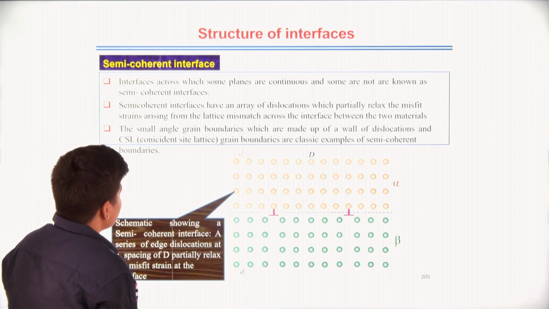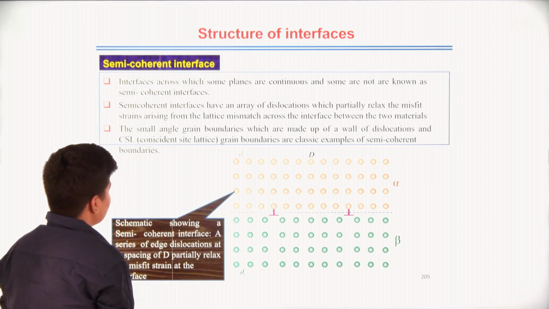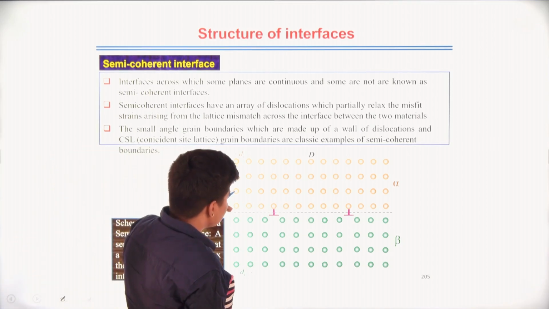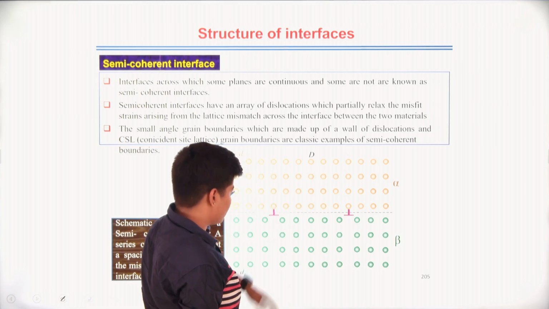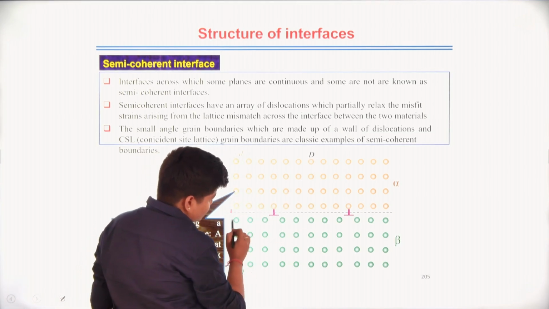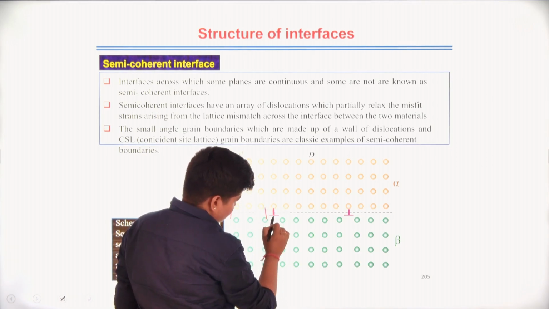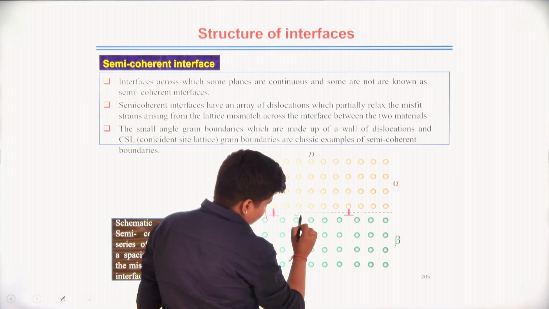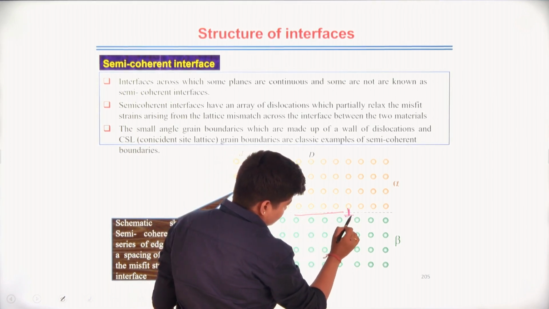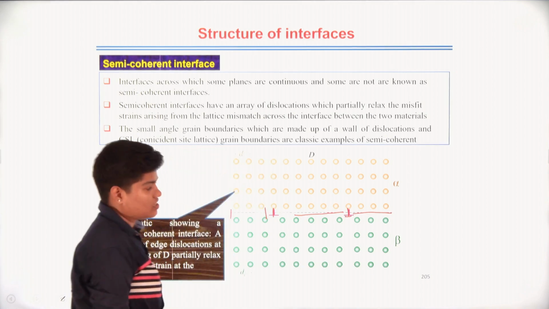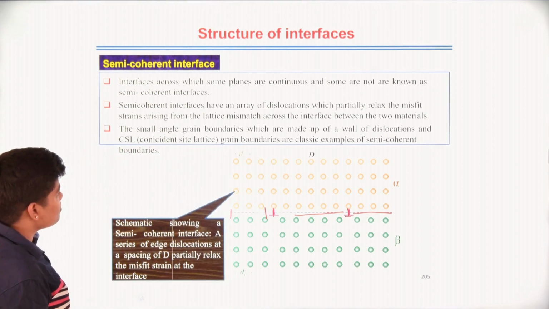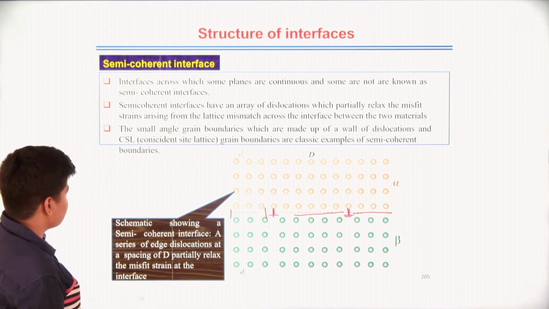What are semi-coherent interfaces? Semi-coherent means interfaces across which some planes are continuous and some are not. Here we can see up to this point it is continuous, and then this part is discontinuous. Again there is some continuous, again discontinuous, again continuous, again discontinuous, like this. This is known as a semi-coherent interface.